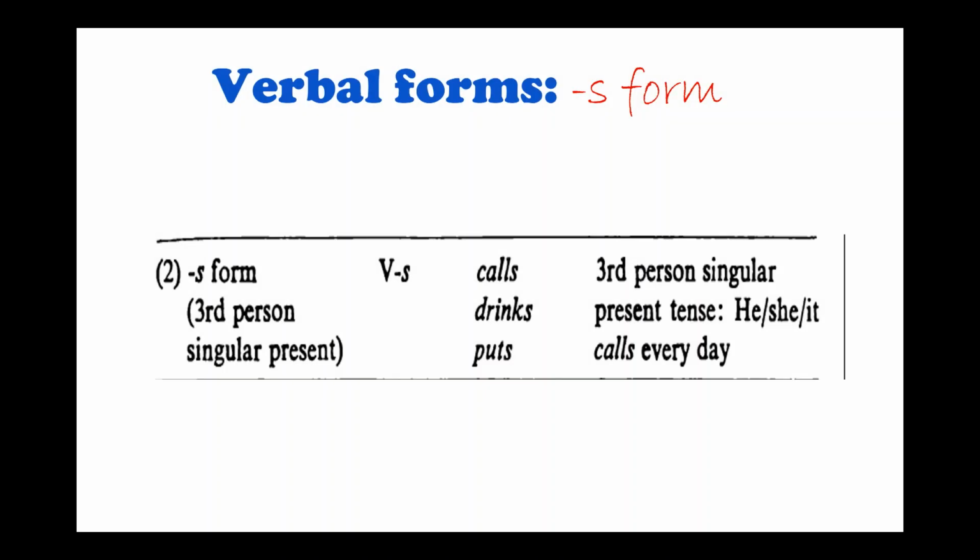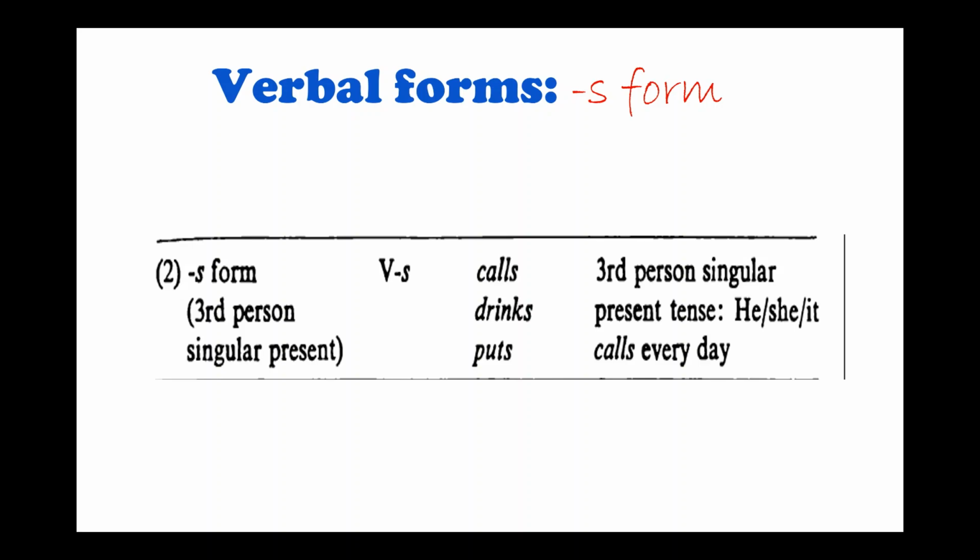The second form is the S form. Simply, we can use the S form. We can add an S to a verb if the tense of the action is present. This is one. Two, if the subject is third person singular. Okay, so look at the examples. Calls, drinks, and puts. As in, he calls every day, she calls every day, it calls every day.